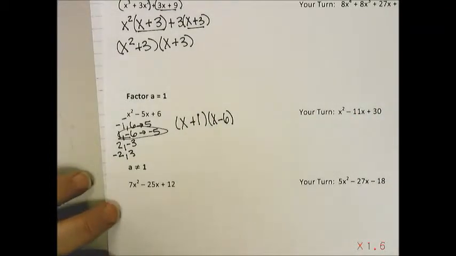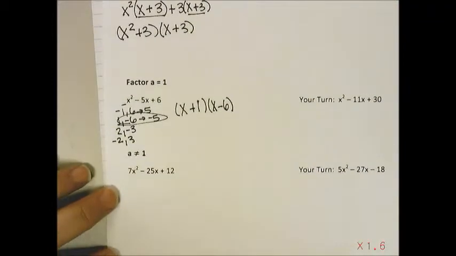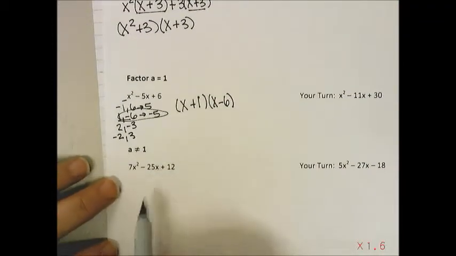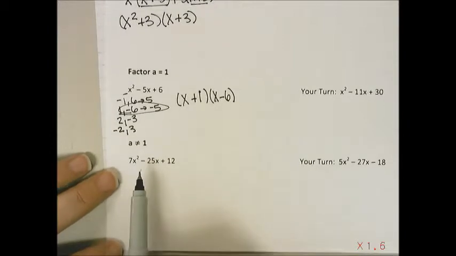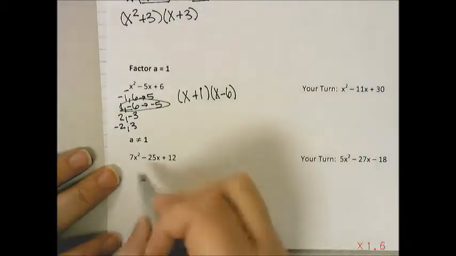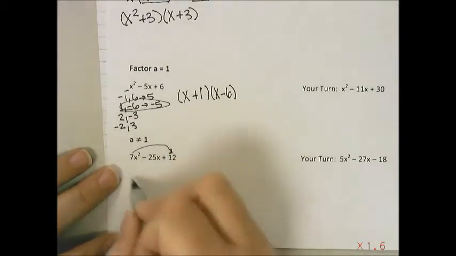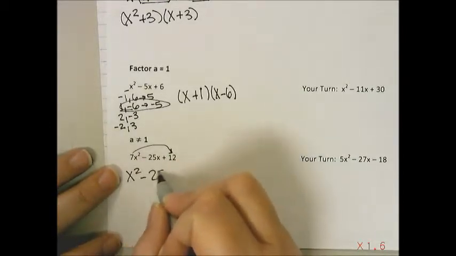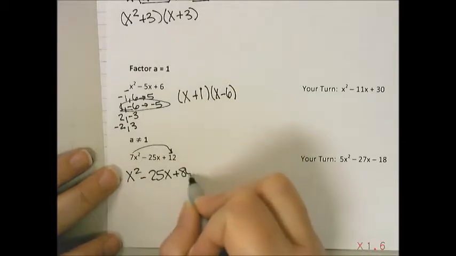We've done factoring quite a bit, so I just want to make sure we went over that again. Then here we have our value in the front is not equal to 1, so our value is 7. So I'm going to multiply this out. So this becomes x squared minus 25x plus 84.